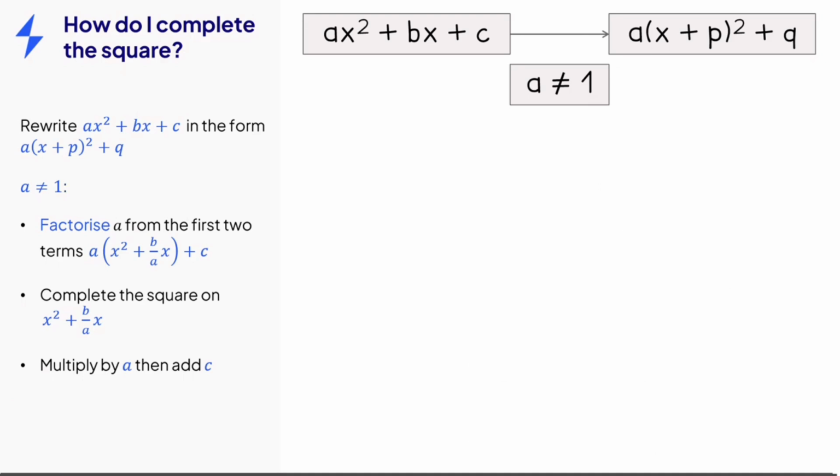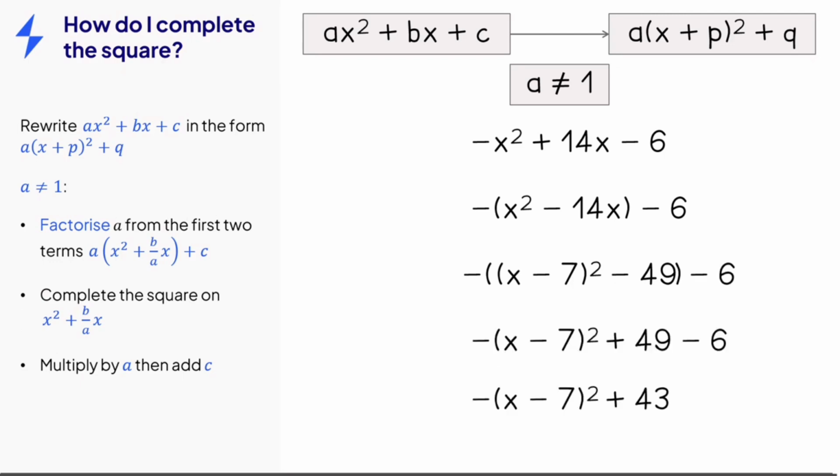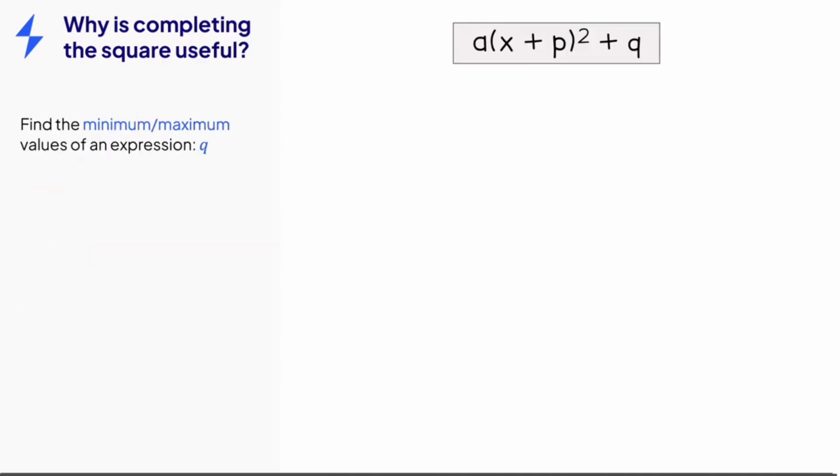We can also use this method when the coefficient of x squared is negative. So we can factorize out negative 1. We can complete the square on the bit inside the bracket, so half the 14 to get 7, take away 7 squared, then multiply all that by negative 1, and then take away the 6, expand and simplify. It's better to start expressions with a positive term if possible, so we prefer to write this with the 43 at the front. However, you would still get full marks if you didn't do that in an exam.